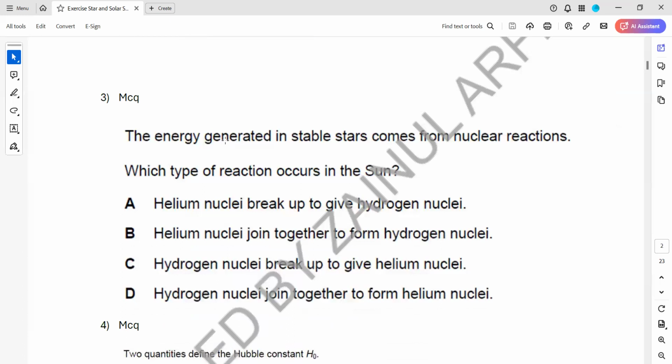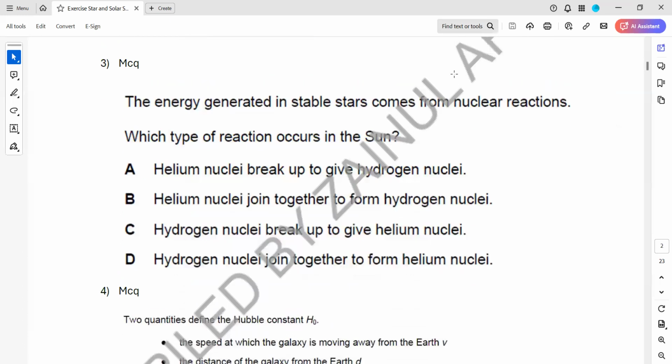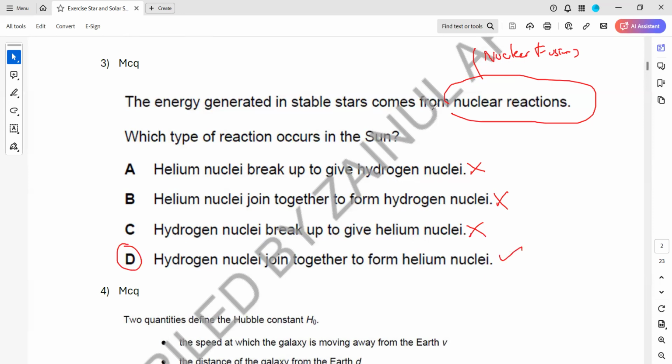Yeah. The next is, the energy generated in a stable star comes from a nuclear reaction. Which type of reaction occurs in the sun? So nuclear fusion happens. In nuclear fusion, the lighter nuclei join to form the heavier. So helium nuclei break? No. Helium nuclei join? No. It's hydrogen, because in sun-like stars hydrogen fusion happens. Hydrogen nuclei break? No. Hydrogen nuclei join to form helium. That's right. That's why D is the right answer for this.